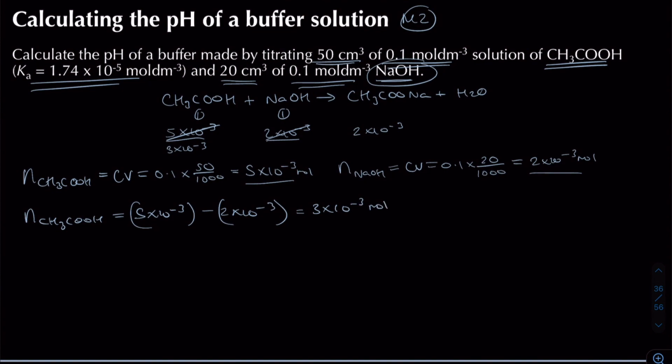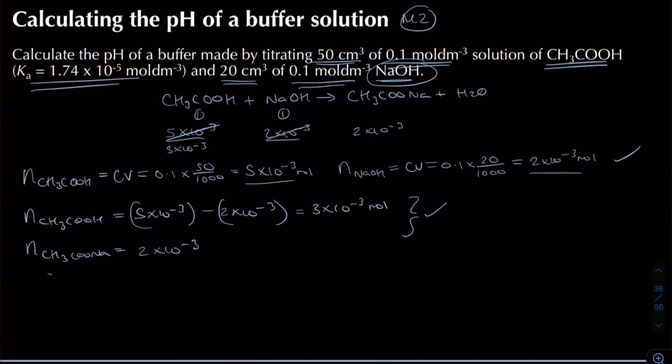You do actually get a mark for this bit, and then you need to say the number of moles of your conjugate base, which in this case is CH3COONa, is going to be equal to 2 times 10 to the power of minus 3 itself. So for these 2 points over here, you get 1 mark for working out the number of moles of each one. And then for these 2 points over here, you also get 1 mark as well.